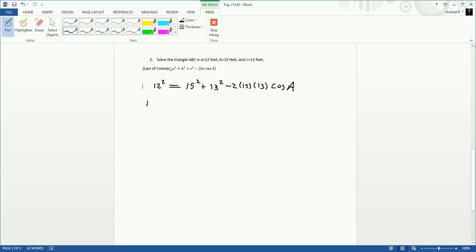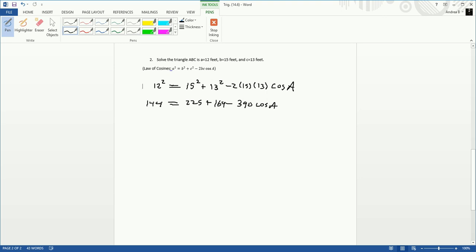Next step would be to square those values. We need to simplify what we can here. So I got 144 equals 225 plus 169 minus, and then we multiply together 2 times 15 times 13. If we do that, we get 390 times cosine of A. Make sure anytime you're doing calculations, you are using your order of operations.